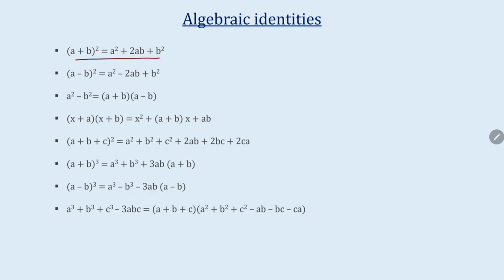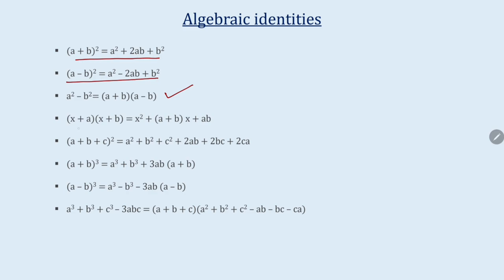Next is (a minus b) whole square. This we can write as a square minus 2ab plus b square. Next is a square minus b square, which is equal to (a plus b) multiplied with (a minus b).